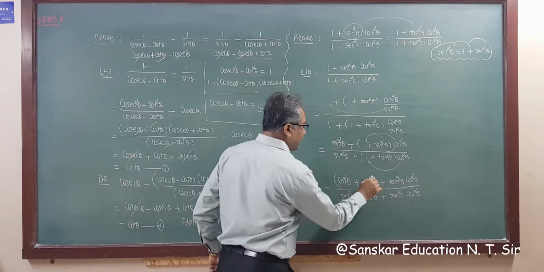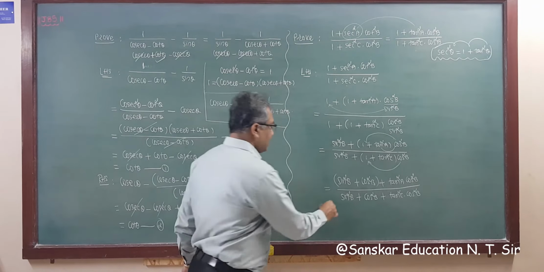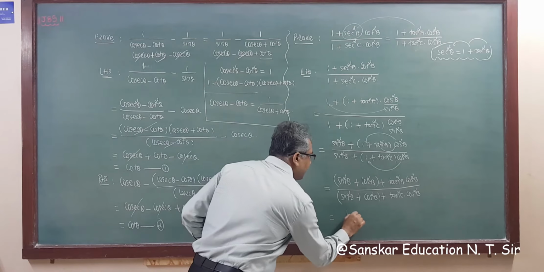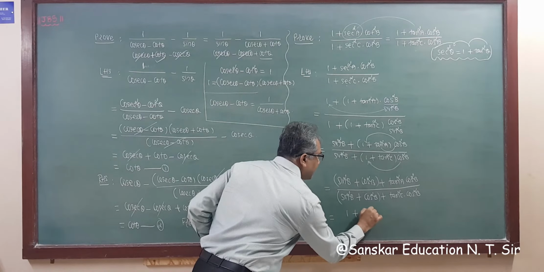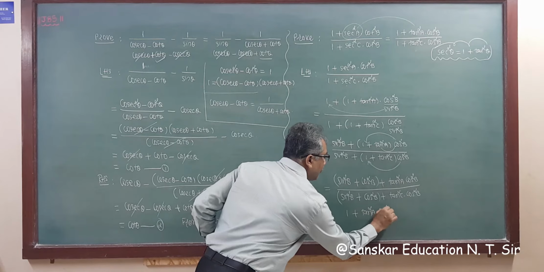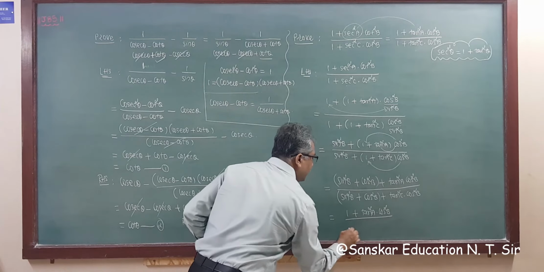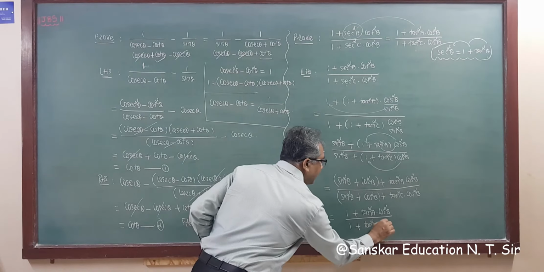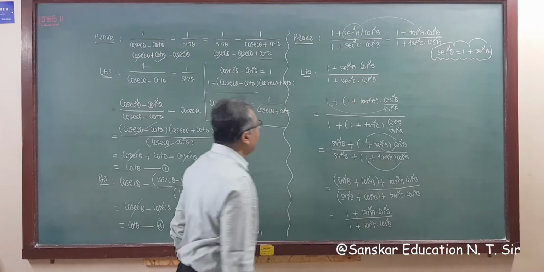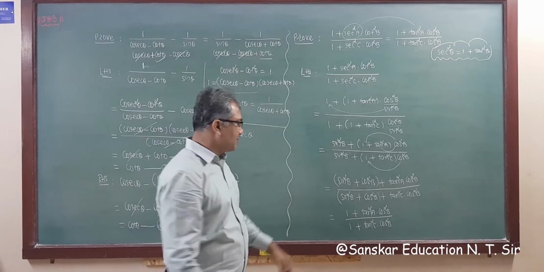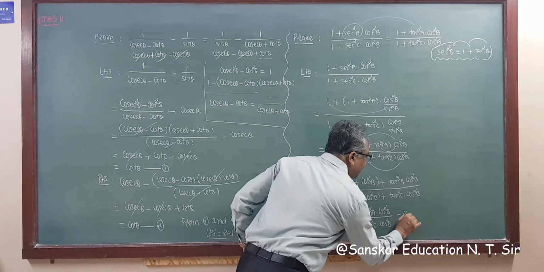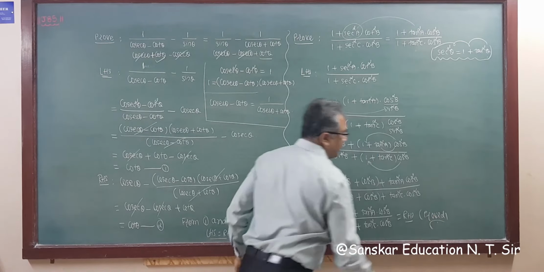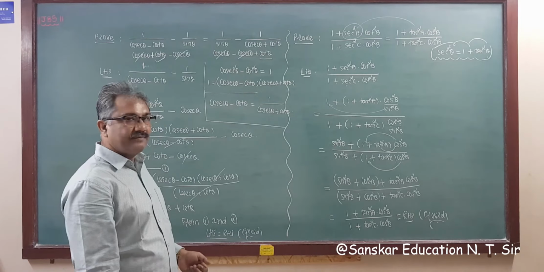Now sin square b plus cos square b is 1. So the answer will be 1 plus tan square a into cos square b, whole upon 1 plus tan square c into cos square b. That is what you want to prove. That is your right hand side, and hence this is true. So this is also a nice question.